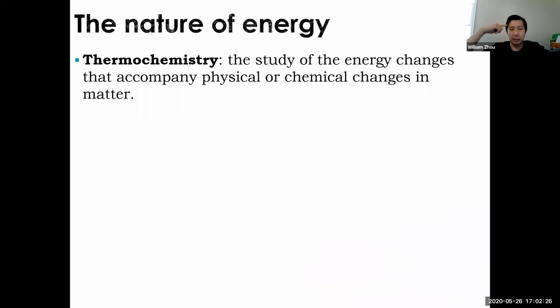All right, so the first word that we're going to learn is thermochemistry. Thermo in English means heat. This means we study the energy changes that come with a physical or chemical change. This part of the course is called thermodynamics. It's the study of heat, essentially.